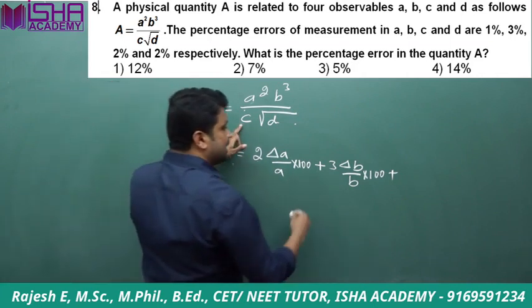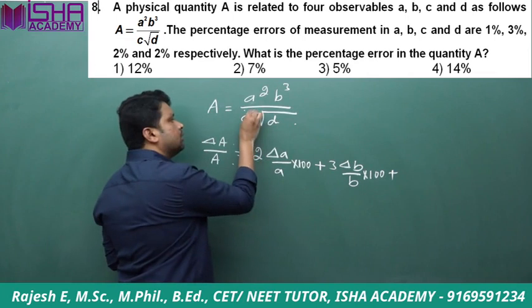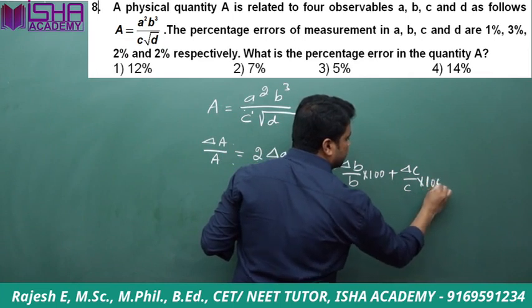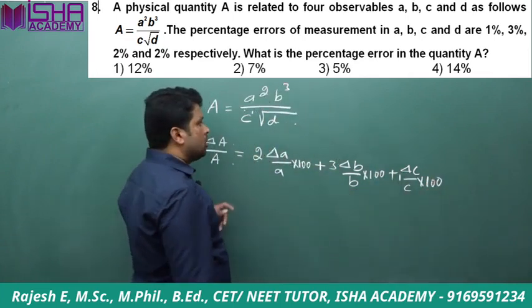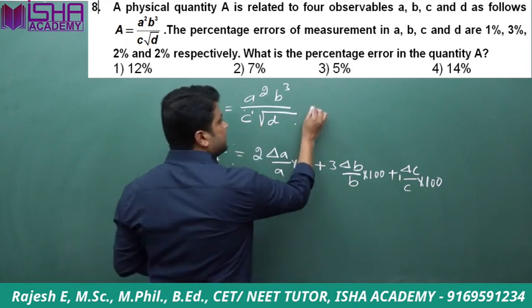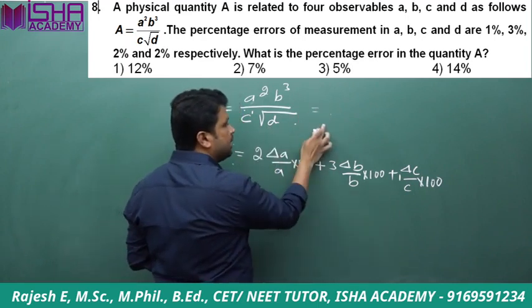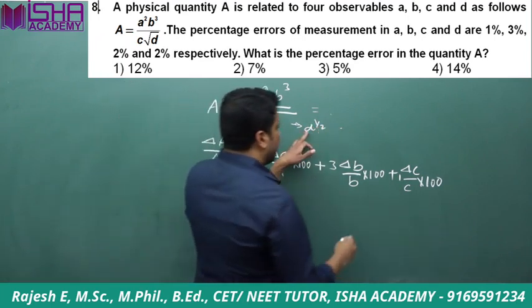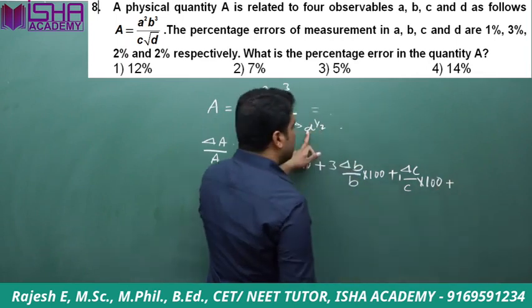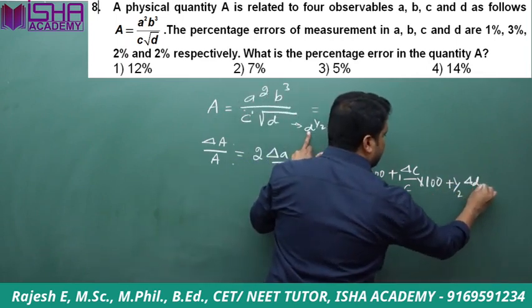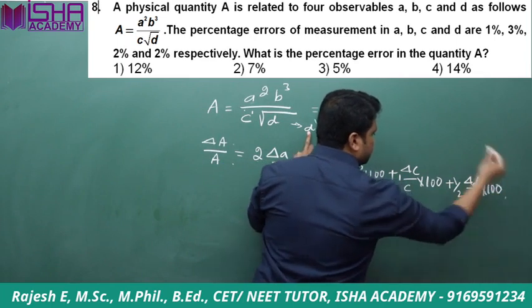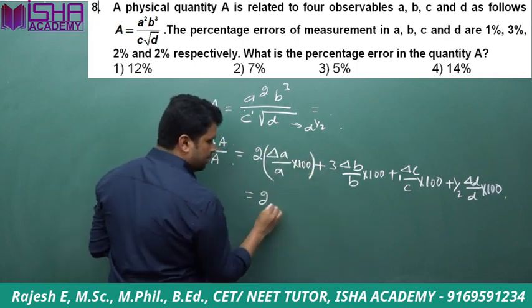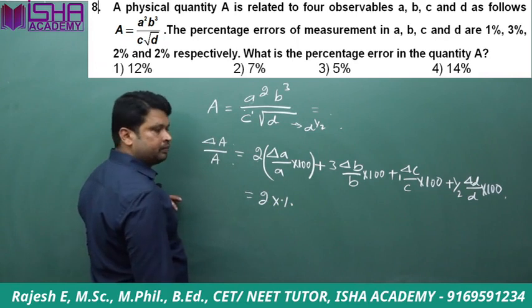So the percentage error in C is, see here, C power 1. So 1 into delta C by C into 100. Plus, see here, this is root D. This can be written as D power 1 by 2. So it can be written as, errors are added. So 1 by 2 into delta D by D into 100. This error is given. Remember, 2 into this error is given. This is 1%.